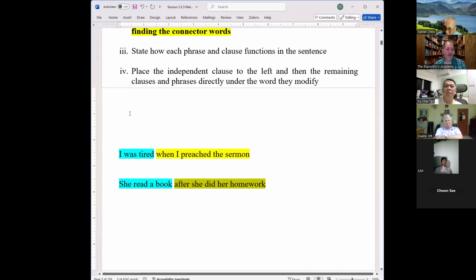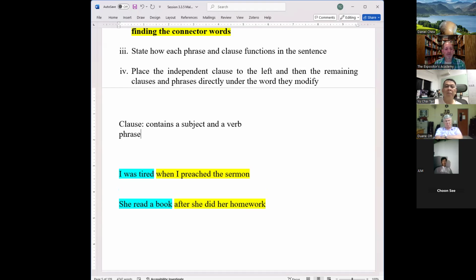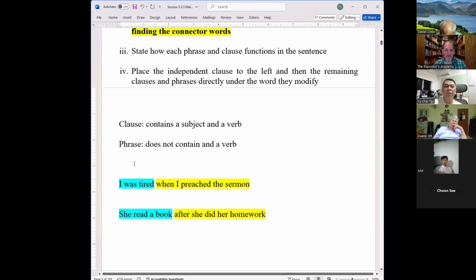So we have clauses, which are a group of words that go together that contain a subject and a verb. And a phrase does not. It's a group of words that go together, but it does not contain a subject and a verb, so it doesn't present a complete thought. Now, when we discussed this before, remember we talked about phrases, they always modify.